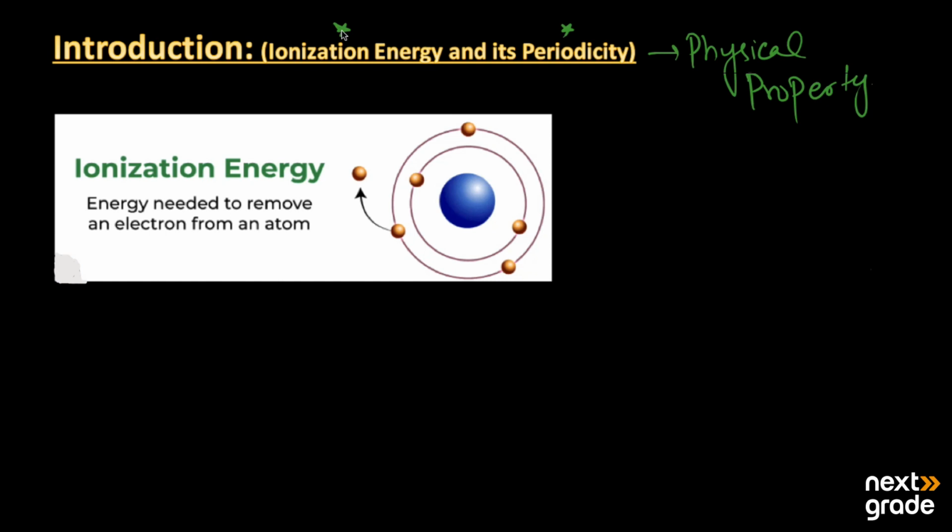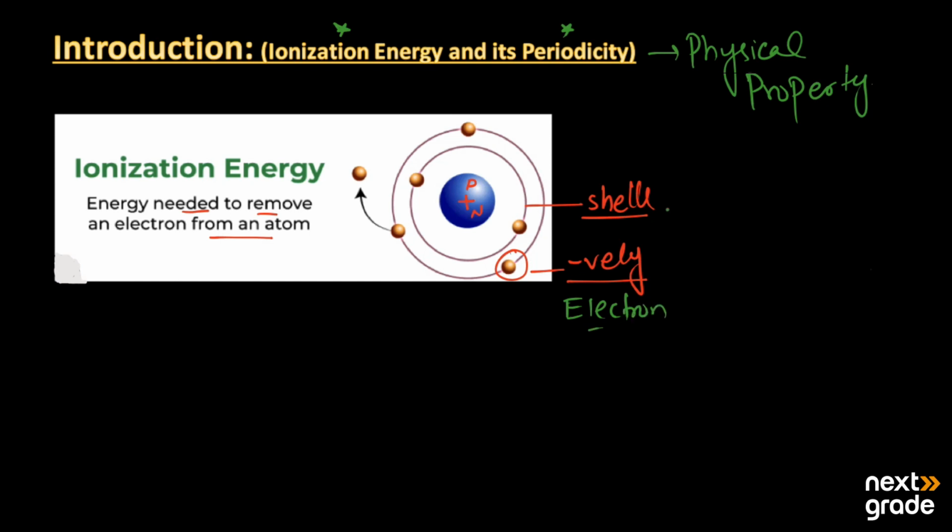But before we start its periodicity, you must know what is meant by ionization energy. By definition, ionization energy is the energy that we need to remove an electron from an atom. When we look at the structure of an atom, in the center there is a nucleus, which has a positive charge due to the presence of neutrons and protons, and around the nucleus there are circular orbits. These circular orbits are known as shells, and in these shells there are negatively charged particles revolving, known as electrons.